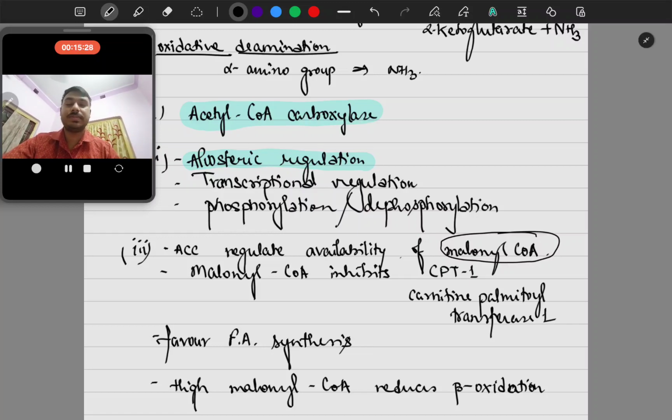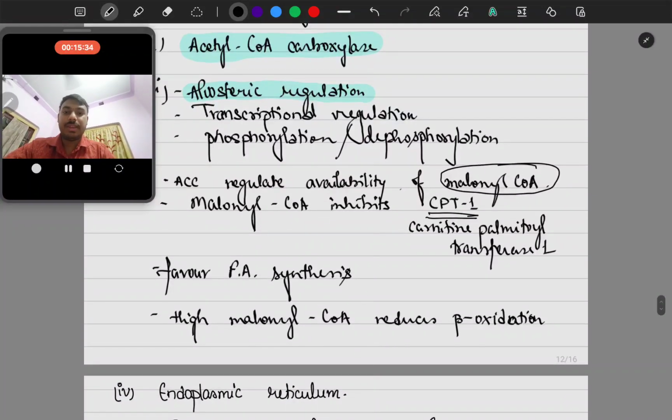and vice versa. Okay. CPT1 is much required. If it is regulated, then overall the availability of the malonyl CoA will be regulated. Now, ACC or the malonyl CoA favors the fatty acid synthesis, not the beta oxidation, and a high level of malonyl CoA reduces the beta oxidation process in the cell.